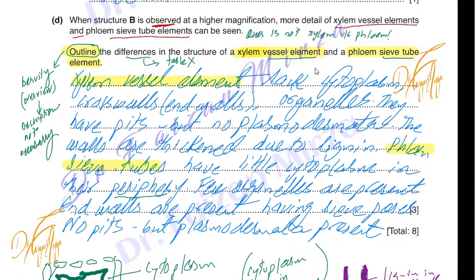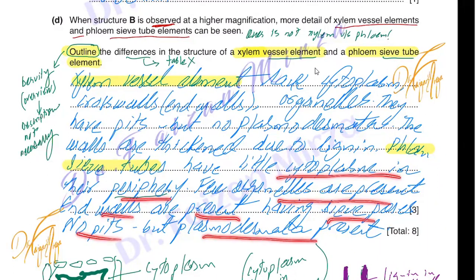So xylem vessel element lacks cytoplasm, cross walls are not there, organelles are not there, they have pits, but no plasmodesmata. These walls are thickened due to lignin. So that's what I can mention about them. Then coming to phloem. Phloem sieve tubes have little cytoplasm in their periphery. Few organelles are present and walls are present, having sieve pores, no pits, but plasmodesmata are present.